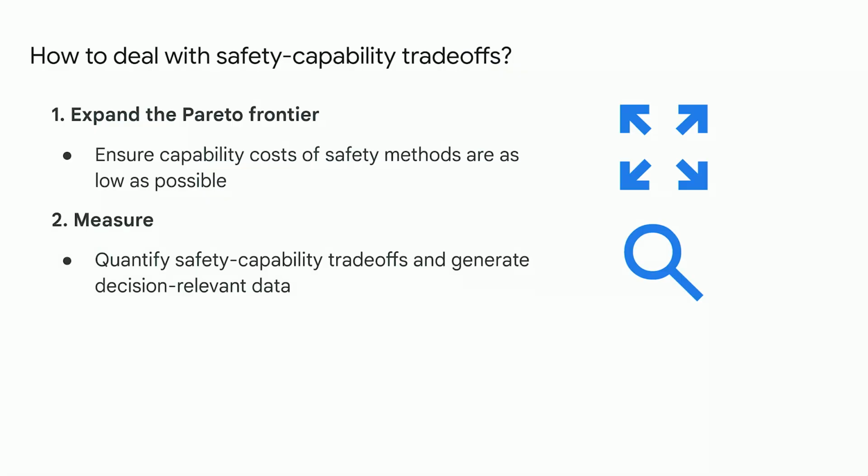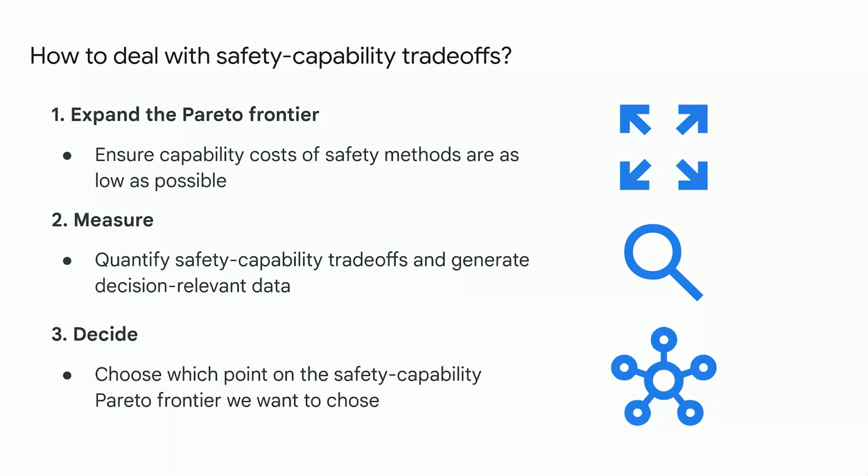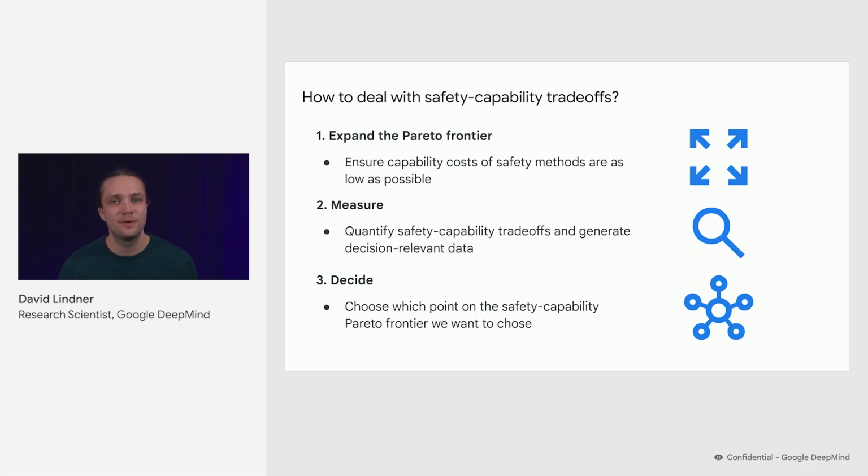We need to generate empirical data that help us decide which methods to deploy and how. Finally, we will have to make these decisions about trade-offs and where on this Pareto frontier we want to end up. And these decisions have to include a lot of stakeholders with different viewpoints and need to be based on this empirical data we collect in step 2. So our goal with studying these safer design patterns is to enable making better informed decisions about these trade-offs.